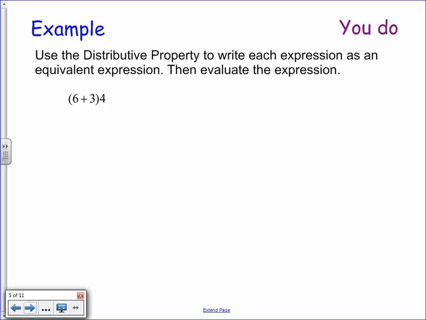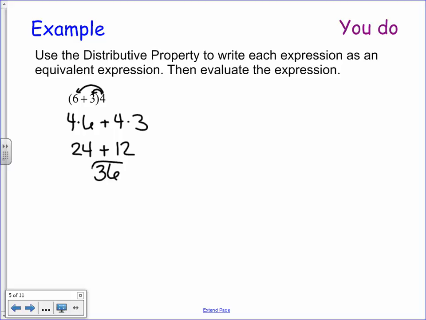Okay, now this one is a you do. I want you to try this as best you can. Pause the video, and when you're ready, replay me and I'll give you the answer. Okay, so first of all, you're going to distribute this 4, and you get 4 times 6 plus 4 times 3, and you get 24 plus 12, which is 36.